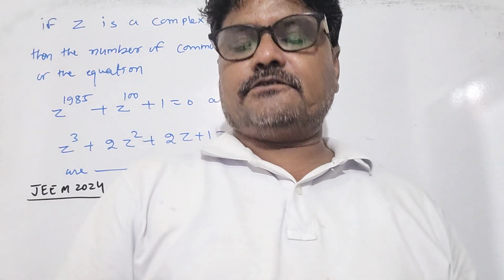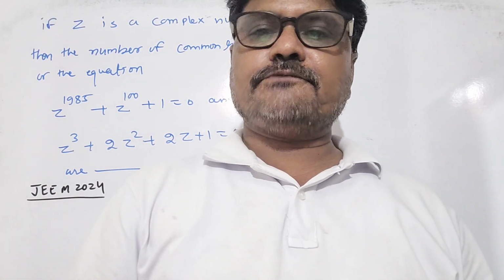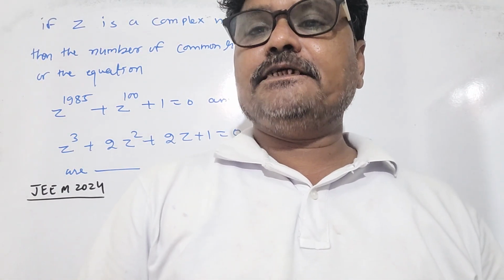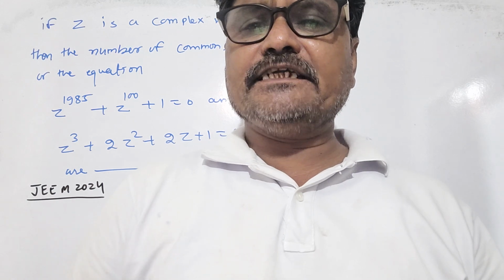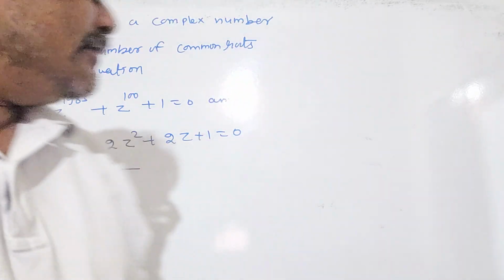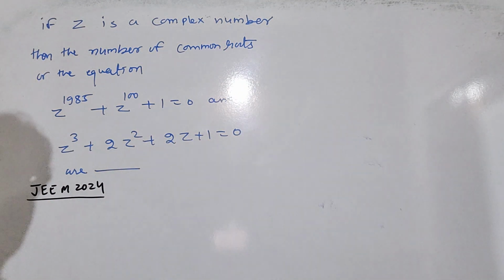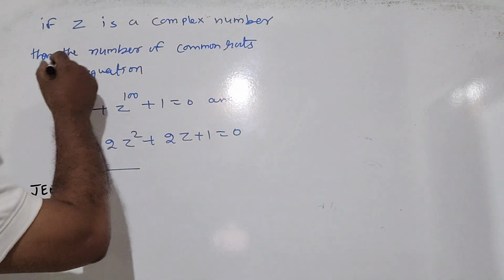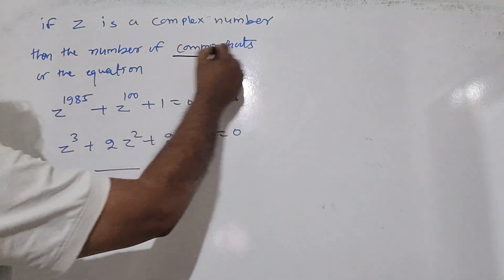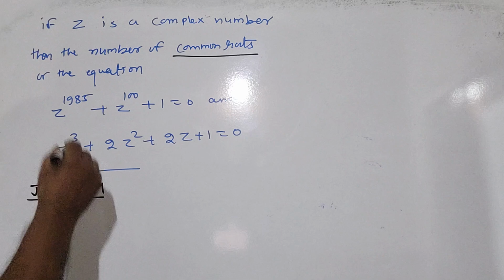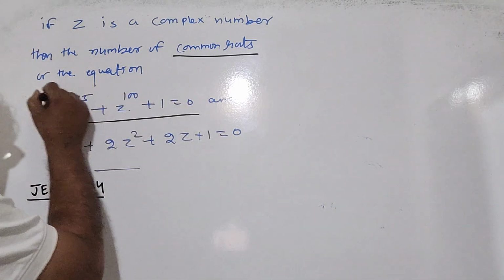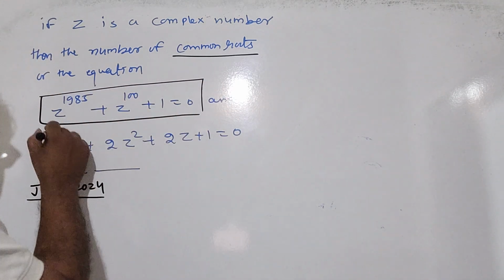Hello everyone. So in this video we will see a question from complex number JEE Mains 2024. A very easy variety of question on complex number. See, Z is a complex number, then the number of common roots we have to find out for these two equations. Equation number 1 and this is the second equation.